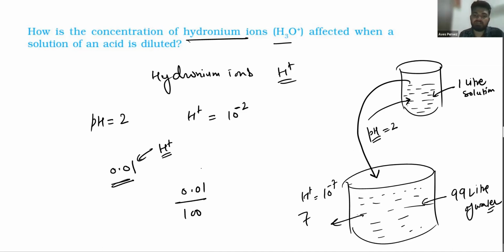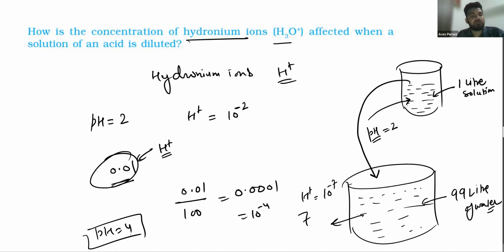Now the total value of H plus ions is present in 100 liters of solution. So per liter it will become 10 raised to the power minus 4, and the pH of the solution will become 4. Got it? So when you are adding a solution of pH 2 in 99 liters of water, the pH of the solution will be 4.